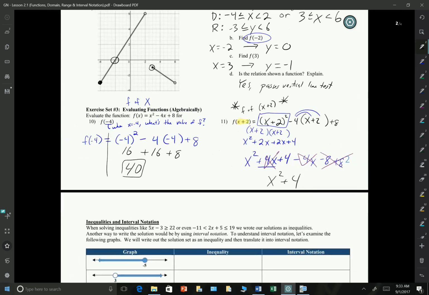Interval notation is going to be on Monday. So, get the homework out and I'll tell you which ones to work on.